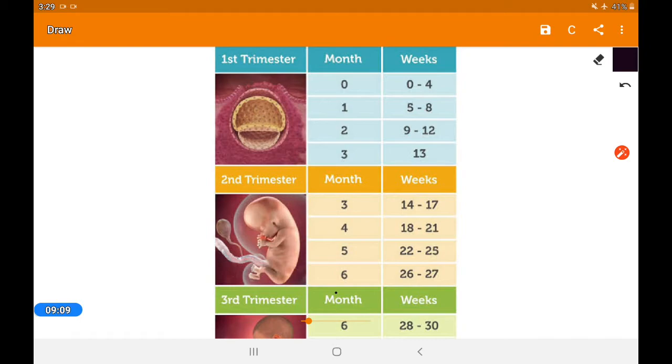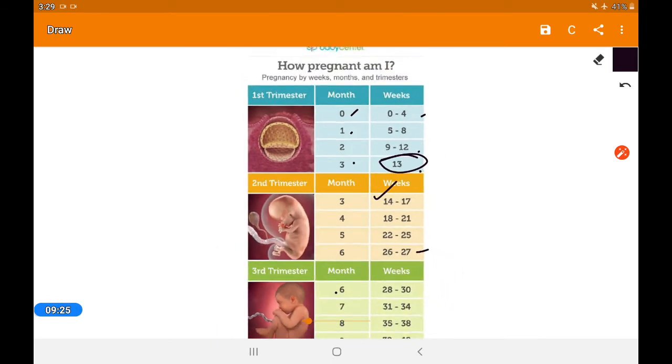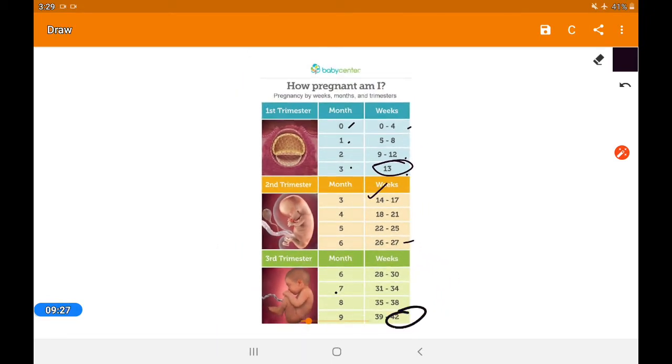The whole gestation period is divided into three trimesters. Here are the months and the weeks. The first trimester is up to 13 weeks. The second trimester starts from the 14th to the 27th week, and the third, when the 9th month completes.